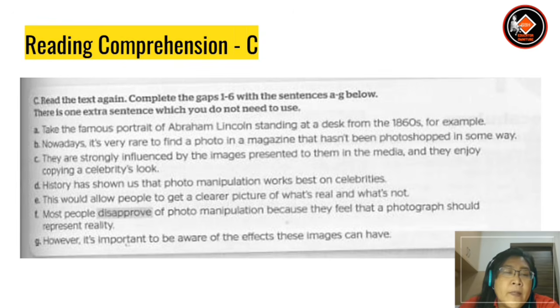D. History has shown us that photo manipulation works best on celebrities. E. This would allow people to get a clearer picture of what's real and what's not. F. Most people disapprove of photo manipulation because they feel that a photograph should represent reality. G. However, it's important to be aware of the effects these images can have.